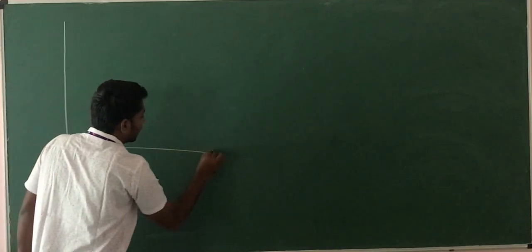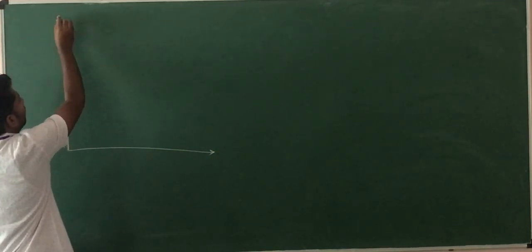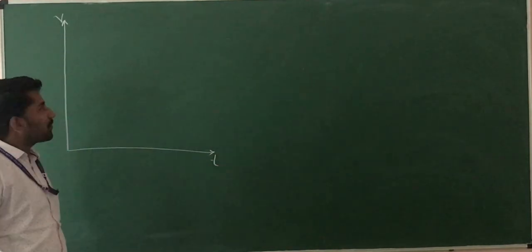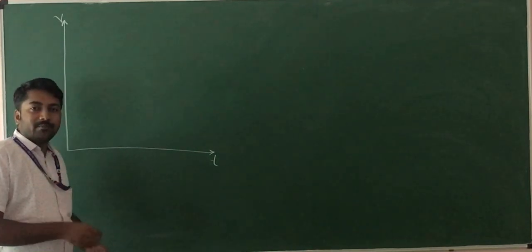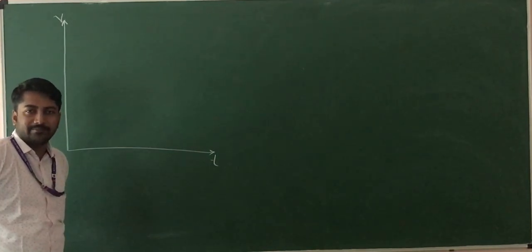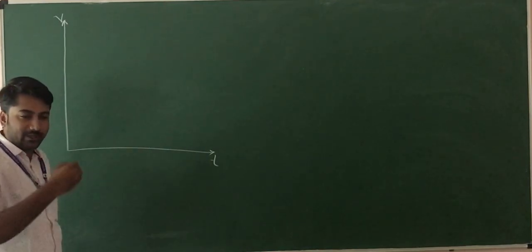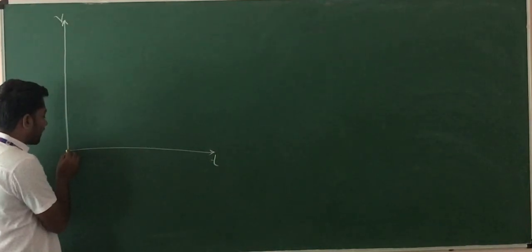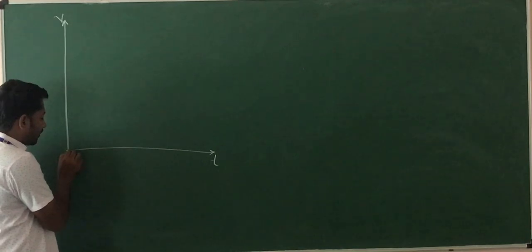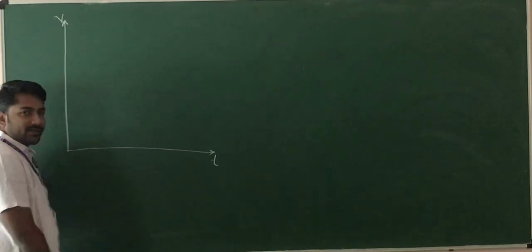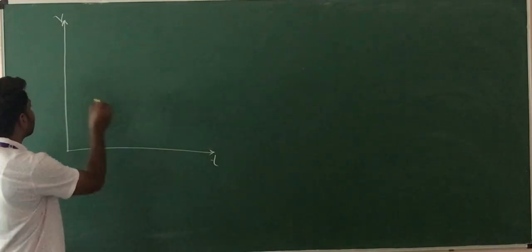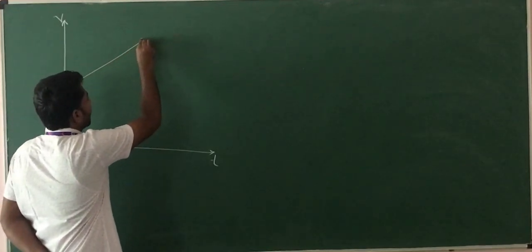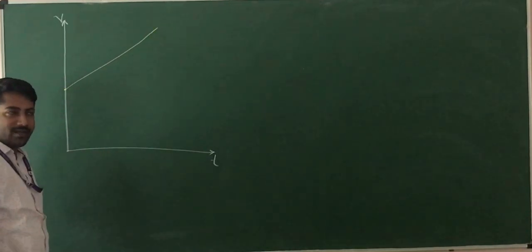This is the v-t graph, velocity and time graph, with the velocity along the y-axis and the time along the x-axis. A body is moving with the uniform acceleration a, and it has some initial velocity u. Suppose the body starts its journey from rest, then the graph starts from the origin. But here the body already has some initial velocity, and after that it moves with a uniform acceleration.